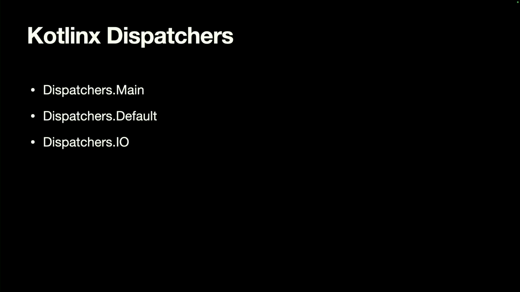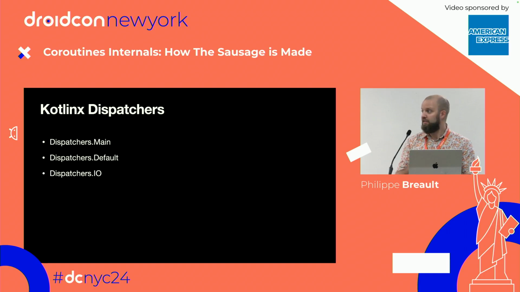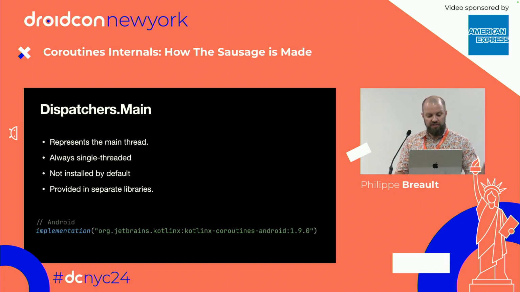So with that said, let's take a look at the dispatchers that we have available to us right now. We'll start with the main dispatcher. This is the one that you're probably the most familiar with. It represents the main thread. It's meant to be single-threaded. There's a limited parallelism method that is used to change how many threads you're using. It's overridden for the main thread dispatcher to make sure that you don't try to do something funky.